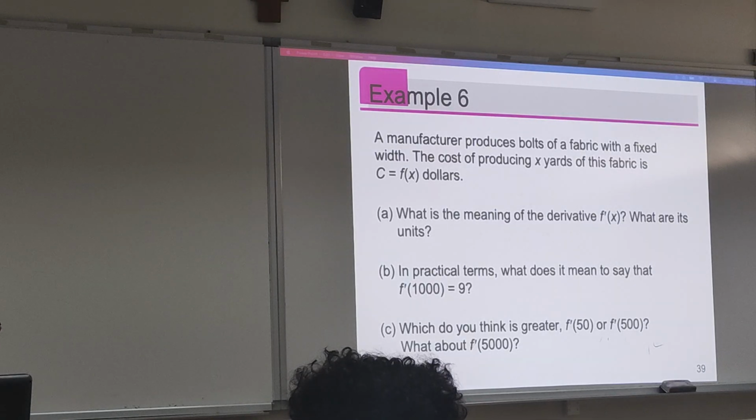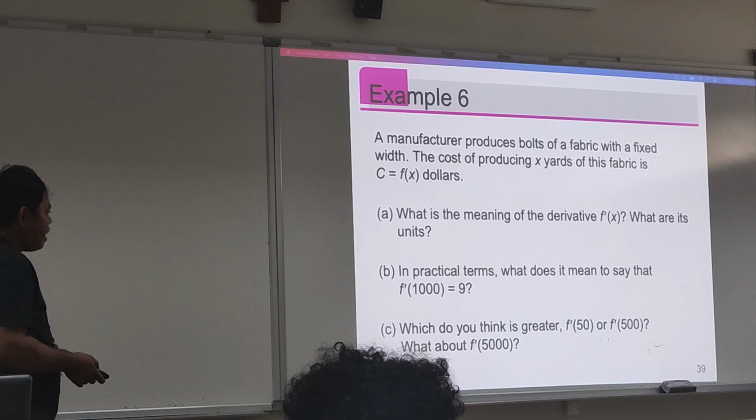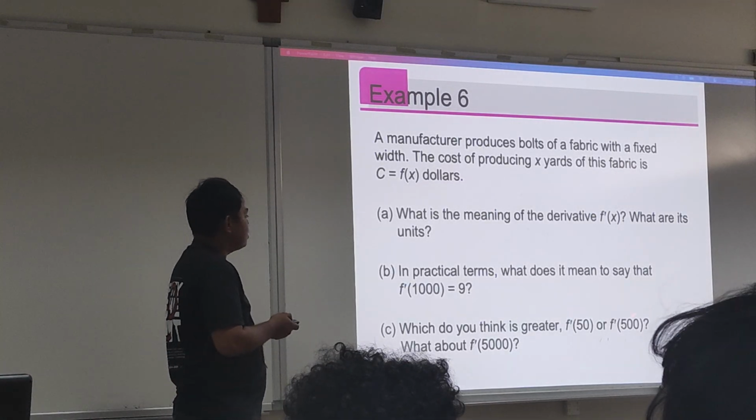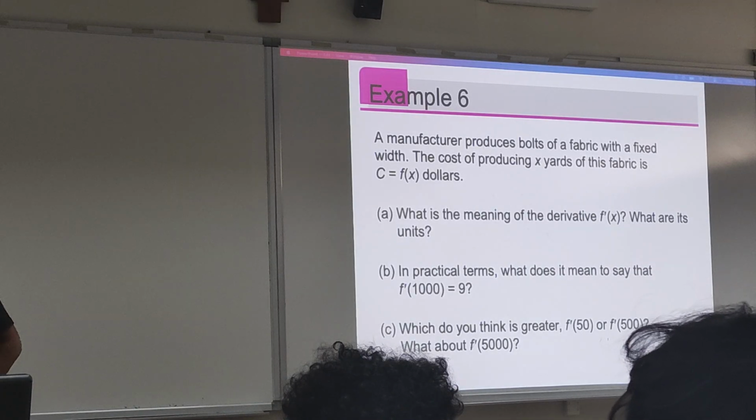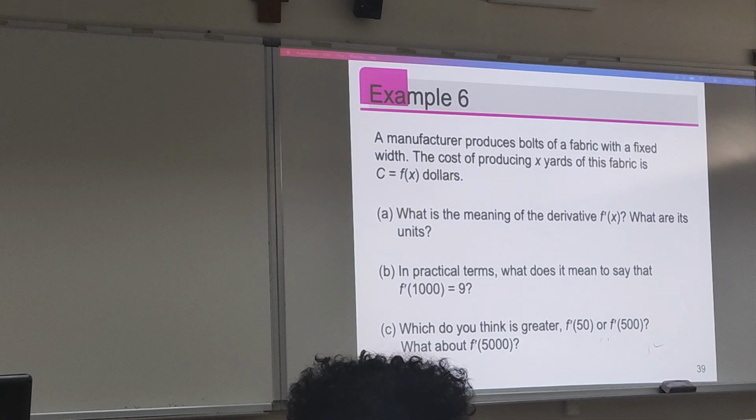What is the meaning of the derivative f prime of x? What are its units? In practical terms, what does it mean to say that f prime of 1000 is equal to 9? And which do you think is greater, f prime of 50 or f prime of 500? What about f prime of 5000?